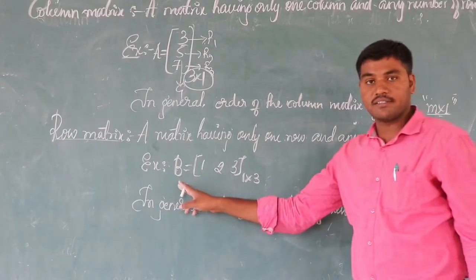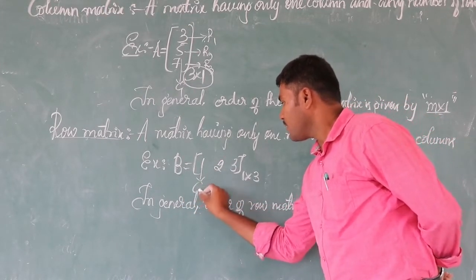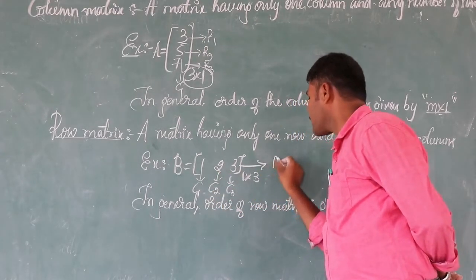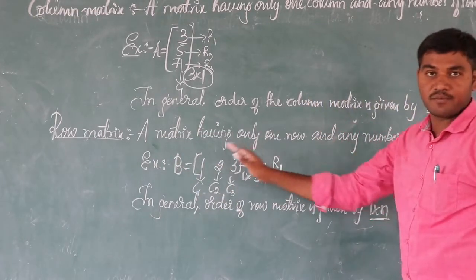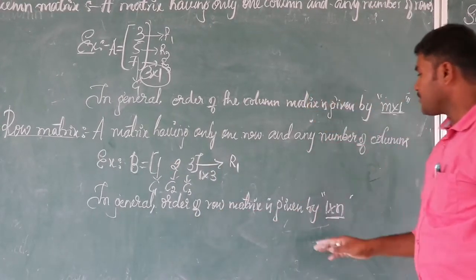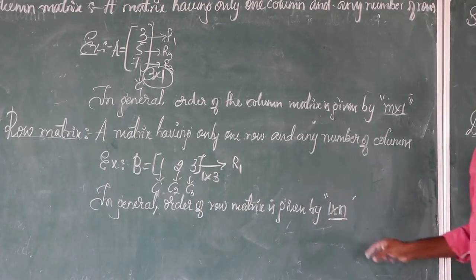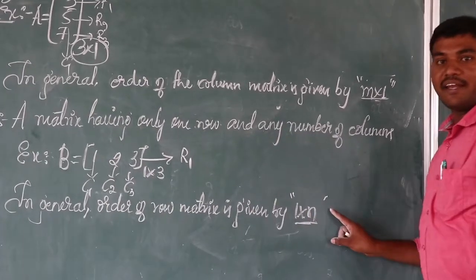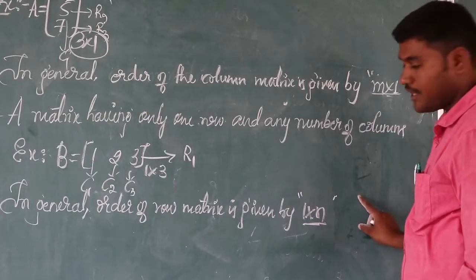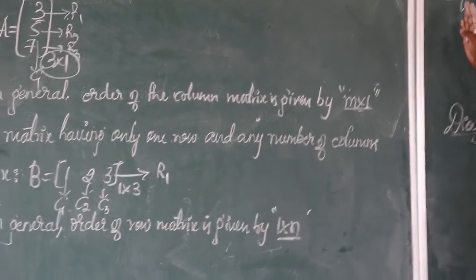For example, like this, here only one row is there and a number of columns are there. See, this is first column, second column, and this one is third column, and there is only one row. Like these matrices are very good examples of row matrix. Now, in general, order of the row matrix is given by 1 by n. Here 1 indicates number of rows, n indicates number of columns. There is only one row and n number of columns. Therefore, order of the row matrix is 1 by n. So the next one is square matrix.